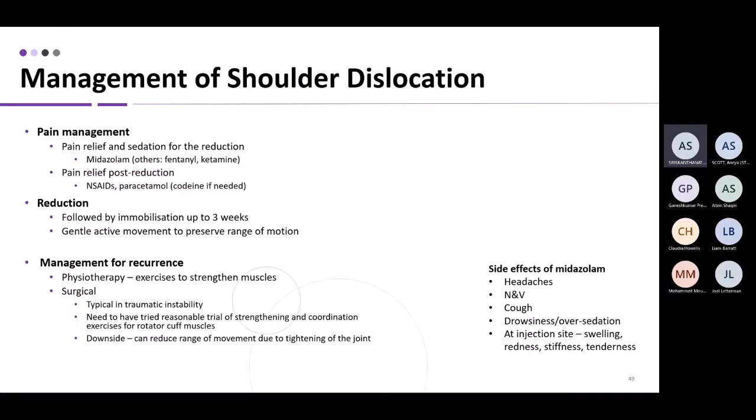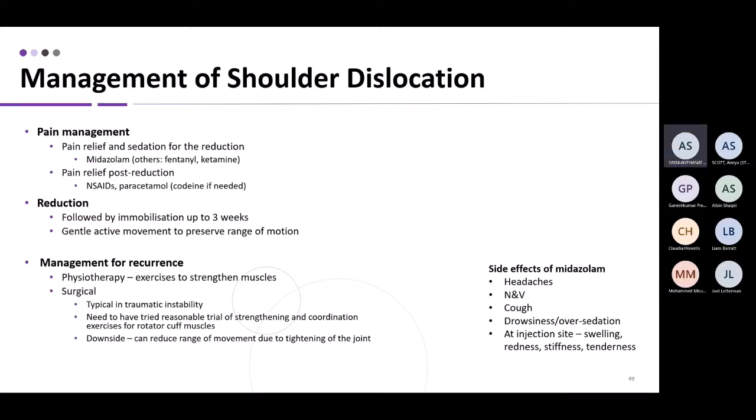And then just a quick slide on management of shoulder dislocations. So pain relief is the main thing, and post-reduction you can give your NSAIDs, paracetamol and codeine add-on if you need, and then maybe consider things which are stronger if it's really needed. Following the reduction, you need to make sure that you immobilize the joint just to allow it to settle. And it's usually up to about 3 weeks where they'll probably just walk around in a sling. And you do need to keep it active, but with gentle movements to ensure that you still have that range of movement there. Otherwise it becomes stiff.